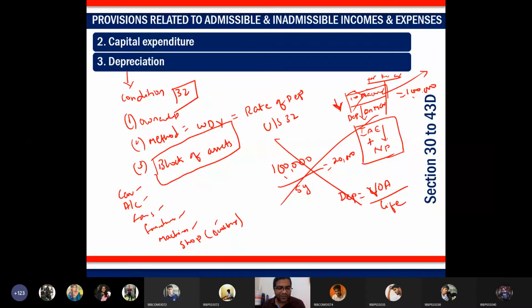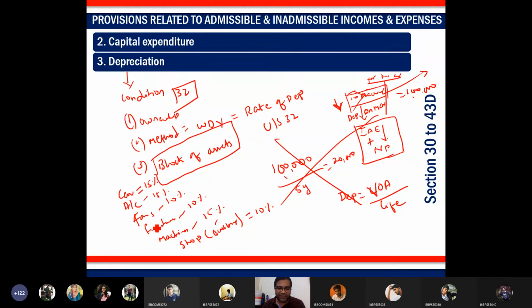Block of assets is a process of classifying assets into one block based on the asset class and the rate of depreciation. For example, car: rate of depreciation as per Income Tax Act is 15%. Machinery: 15%. Building: rate of depreciation as per section 32 of Income Tax Act is 10%. Furniture: the rate of depreciation is 10%, right? Fans or fittings: again 10%. AC, which is considered as a machine: 15%.